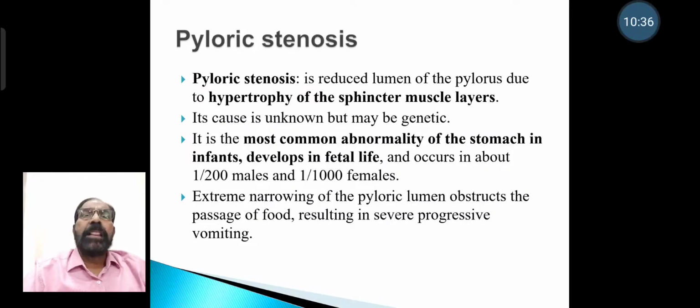Pyloric stenosis is a reduced lumen of the pylorus due to the hypertrophy of the sphincter muscle layers. Its cause is unknown but may be genetic. It is the most common abnormality of the stomach in infants, develops in fetal life, and occurs in about 1 in 200 males and 1 in 1000 females. The extreme narrowing of the pyloric lumen obstructs the passage of the food, resulting in severe progressive vomiting.